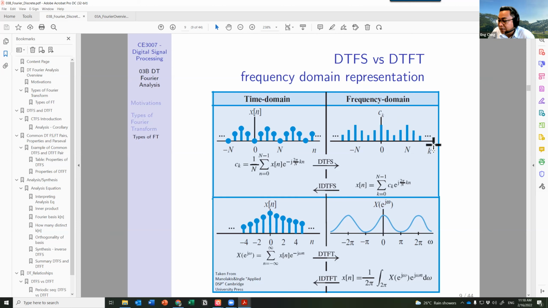Now, this is K. So how is K related to 2 pi? 0 is related to 0 here. This is radians per sample. 0 to 0, N is 2 pi. Okay, this is how it's meant.